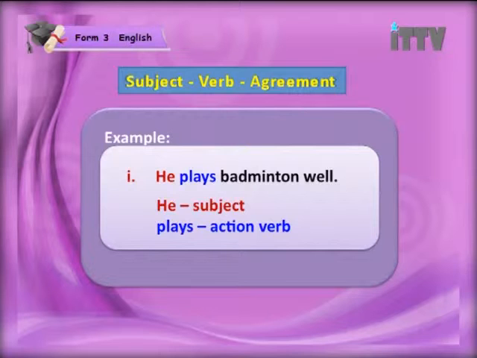Example, he plays badminton well. Now, he is the subject. Plays is the verb. So that has to agree. The verb must agree with the subject. Then only your sentence is grammatically correct. So here, he, subject, plays, action, verb.